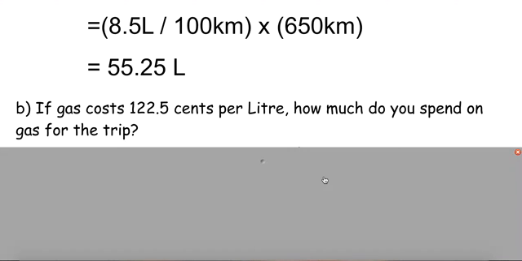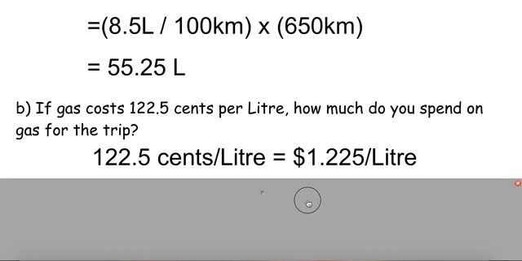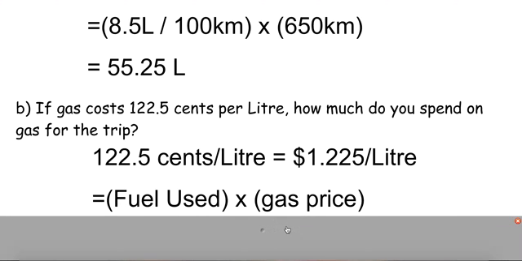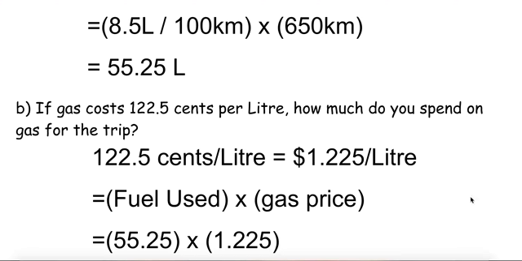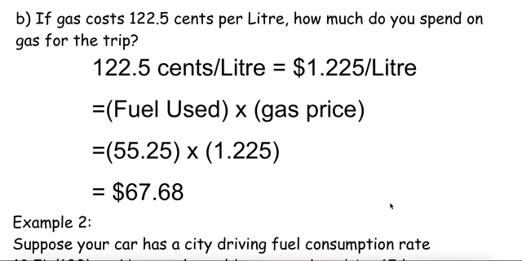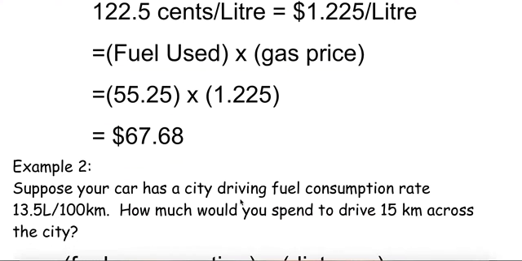Now, when we're looking at this, if gas costs $1.22 per liter, or 122.5 cents per liter, how much do you spend on gas for this trip? So what we need to do first is change it from cents to dollars, because we want to know in dollars, because that makes more sense to us. Then we're going to have fuel used times gas price. We have 55.25 liters, which we found up here, times the $1.225 per liter, and it ends up costing us $67.68.